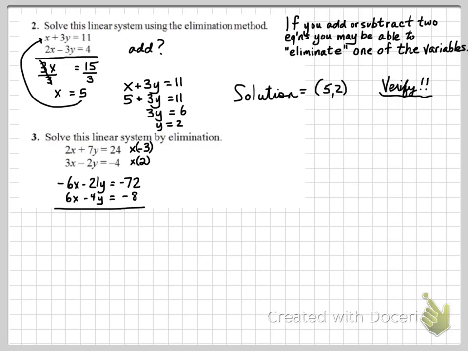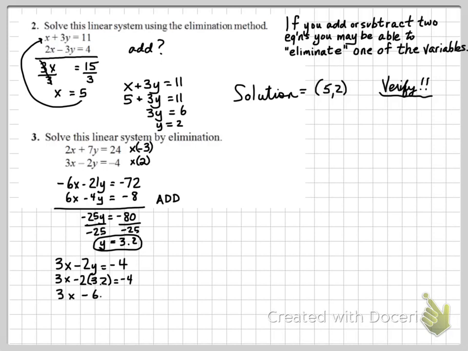Now if I add these two equations, I'll eliminate the x's. That'll leave me with -25y is -80, and dividing both sides by -25, I'll get y is 3.2. Substitute that back into one of the equations, and I'm going to find that x will have a value of 0.8. There you go.